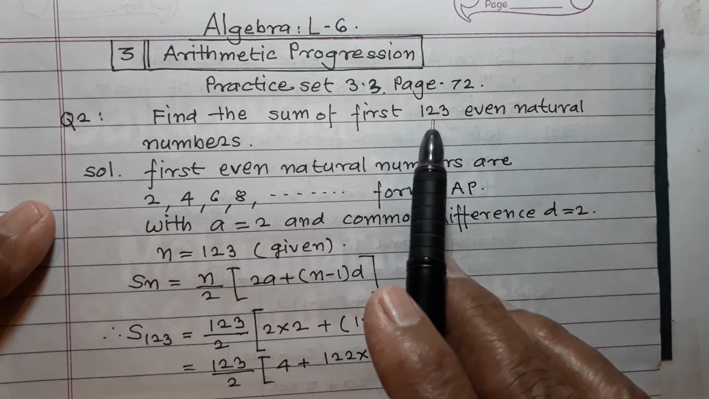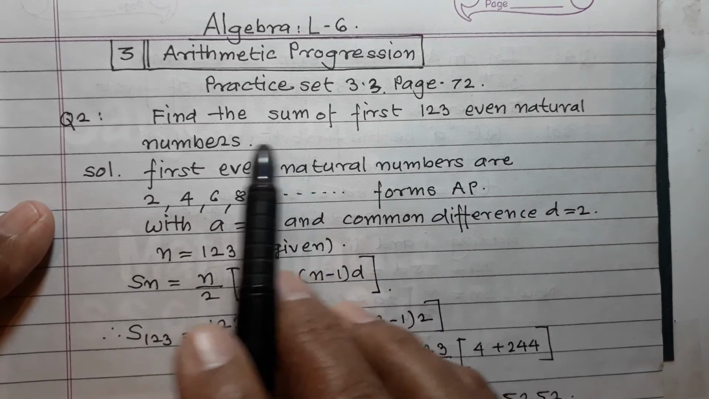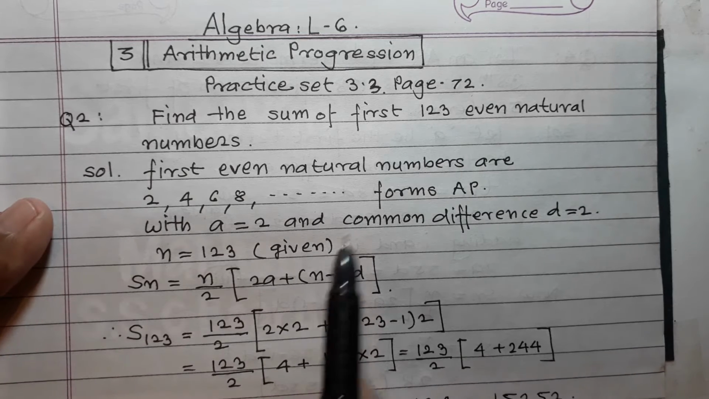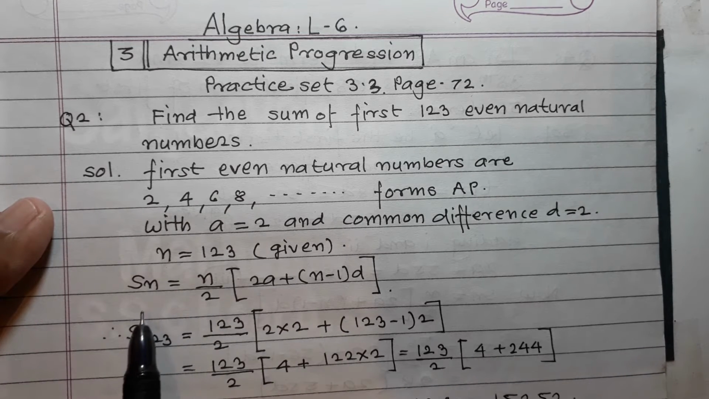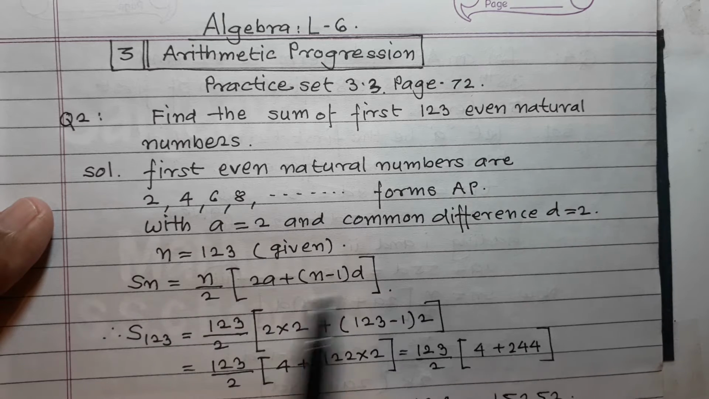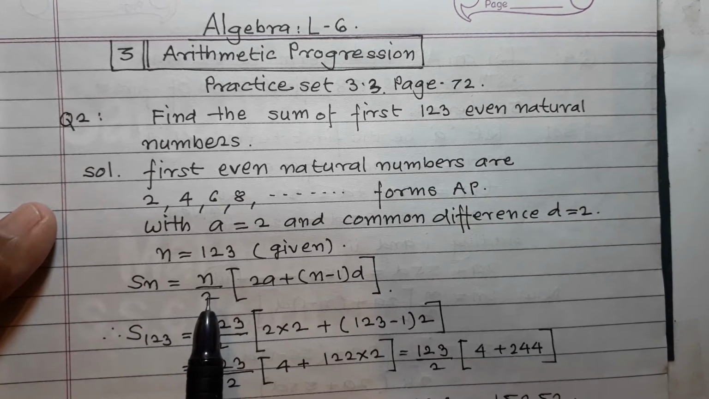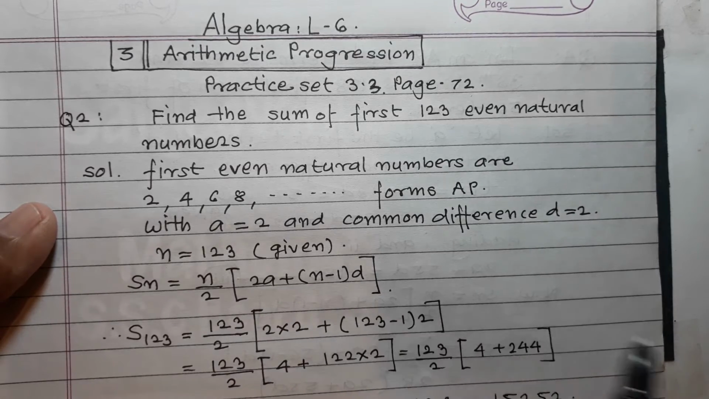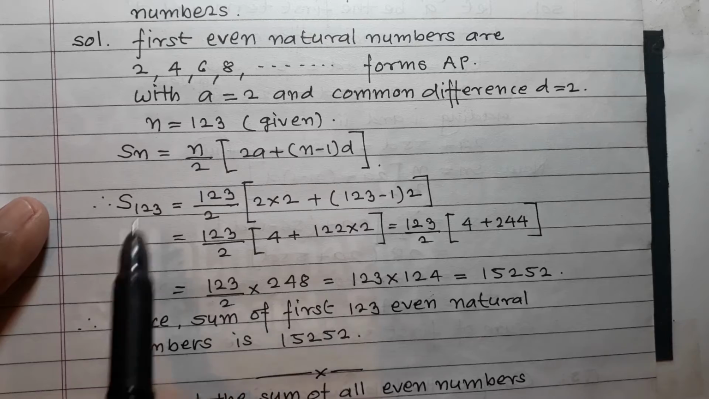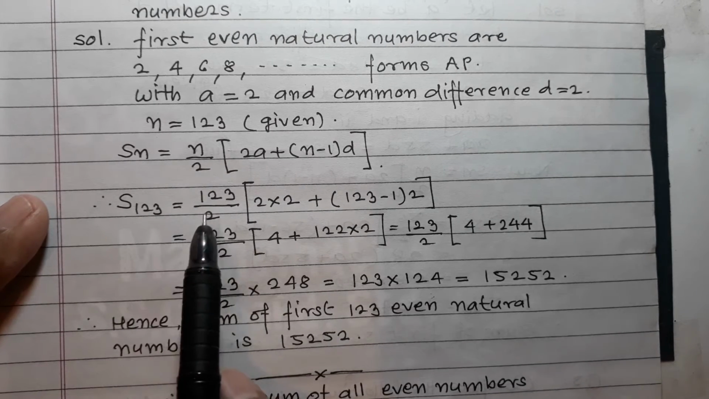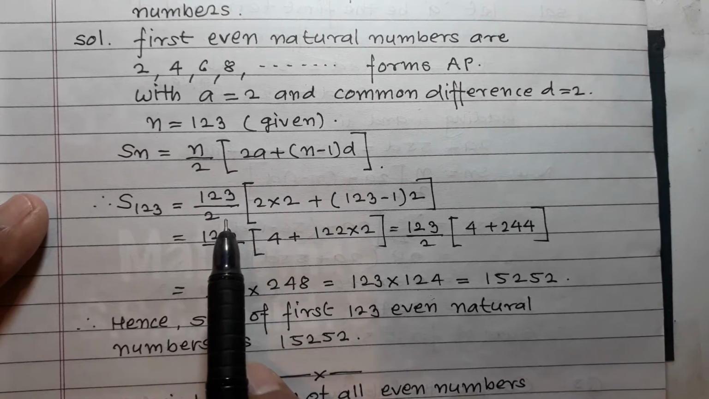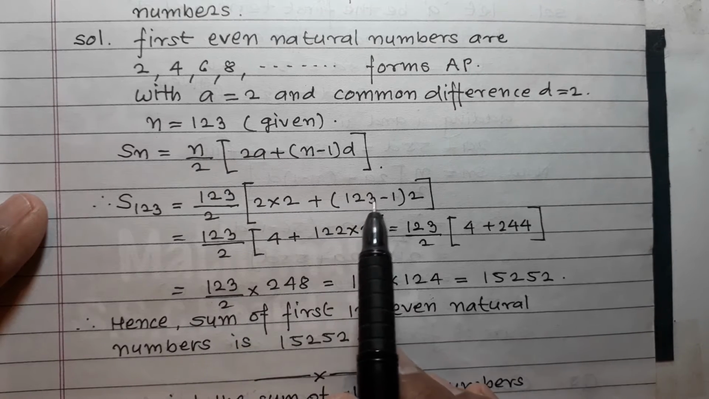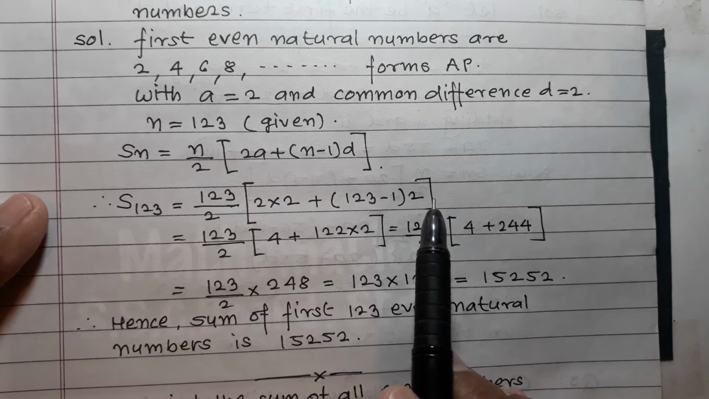Find the sum of 123 numbers, so n is equal to 123, given. Then write your formula for Sn. Sn is equal to n upon 2 into bracket 2a plus n minus 1 into d. Then substitute values. S123 is equal to 123 upon 2 into bracket 2 into 2 plus 123 minus 1 into 2.